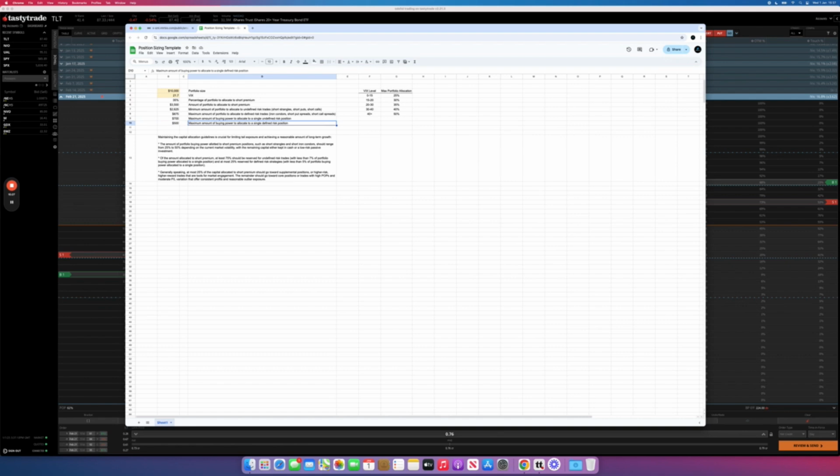All you need to do is use this information to form the backbone of your portfolio. It will tell you the maximum amount of buying power to allocate to a single defined risk position, undefined risk position, how much of your portfolio you should be allocating to short premium strategies in general. And as long as you follow this spreadsheet, over the long run, you will be absolutely fine.